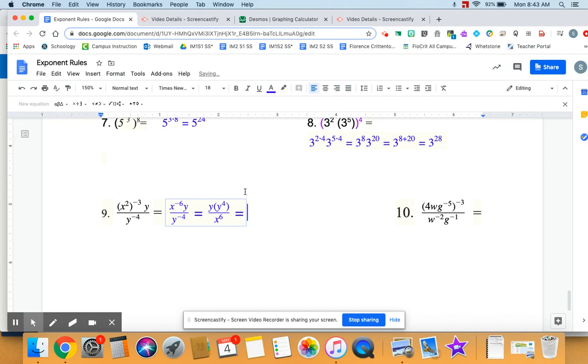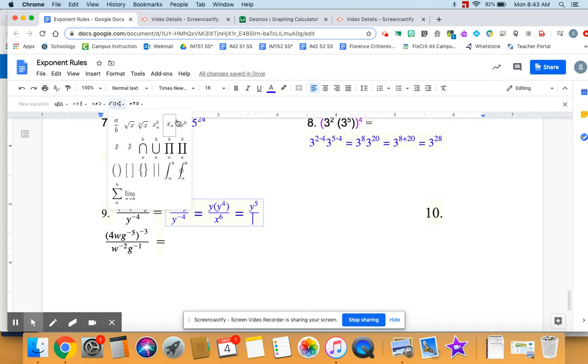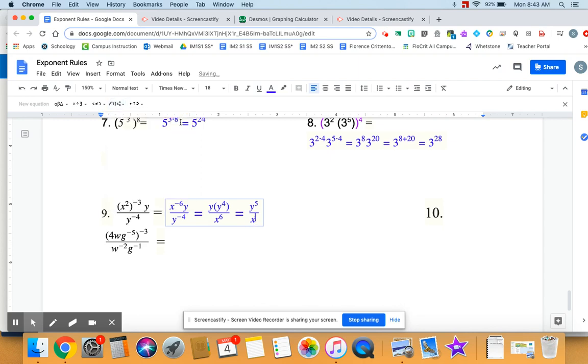So then I still have these two y's that I can put together. So this is y to the power of 1 being multiplied to y to the power of 4. So together, there would be 5 y's getting multiplied because you add them. So the 1 from here plus those 4 become 5. And then on the bottom in the denominator, I still have x to the power of 6.